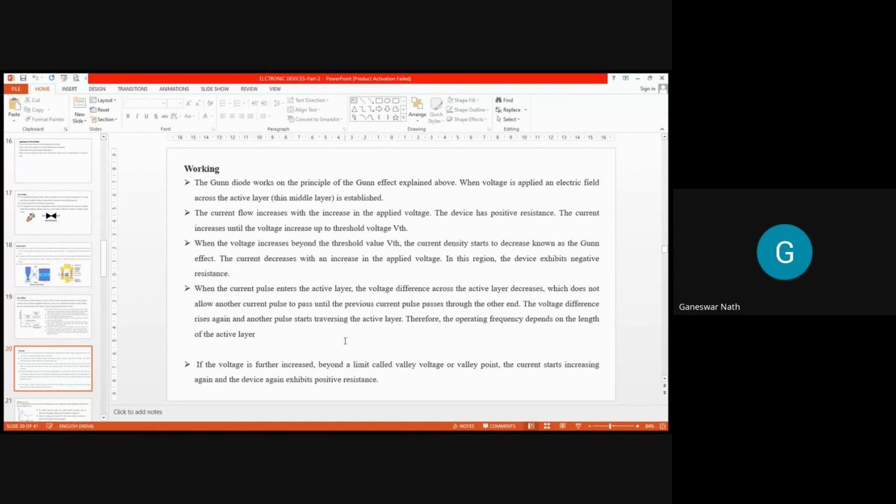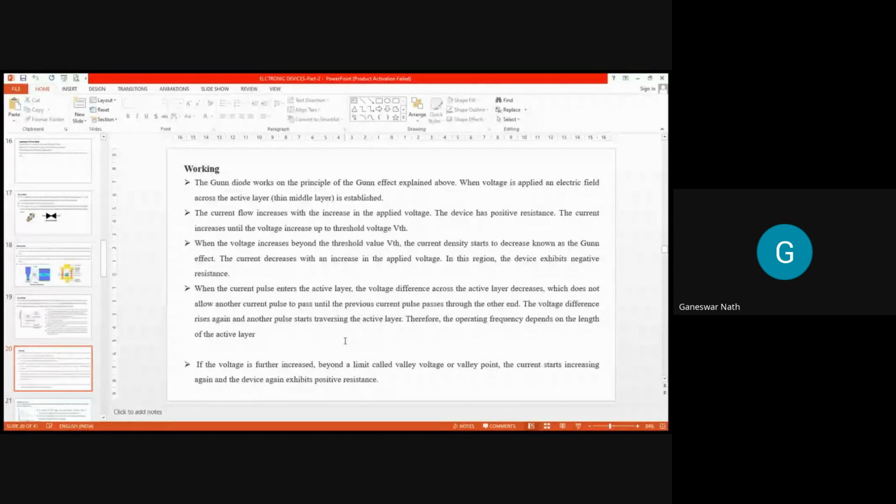When the voltage increases beyond the threshold value, the current density starts to decrease, which is known as the Gunn effect. The current decreases with increase in the applied voltage in this region. The device exhibits negative resistance. You see, under what condition it shows positive resistance, and under what condition it shows negative resistance.